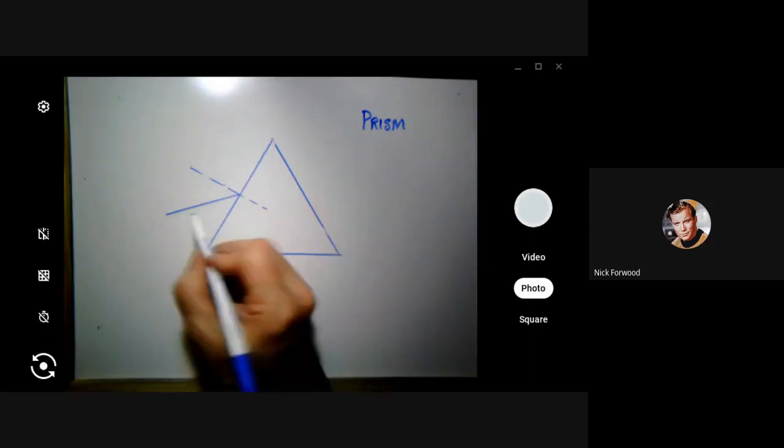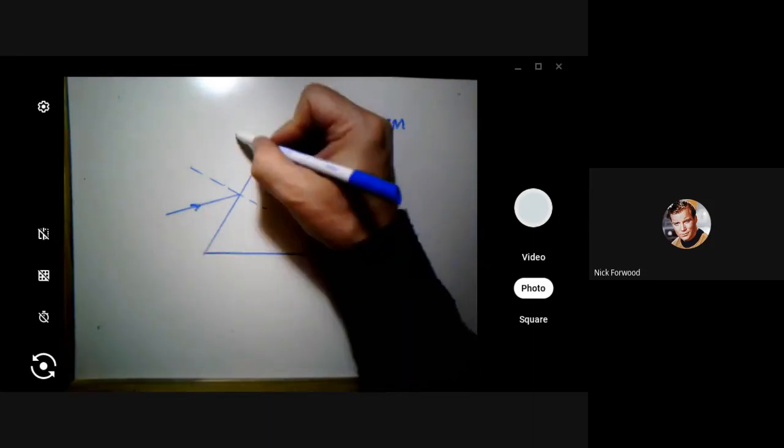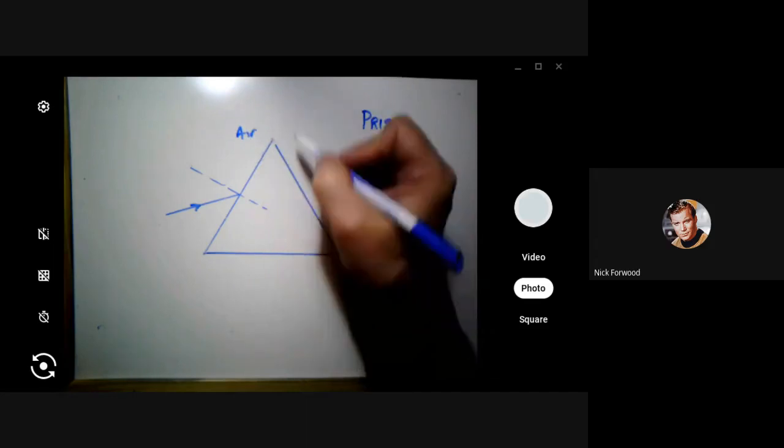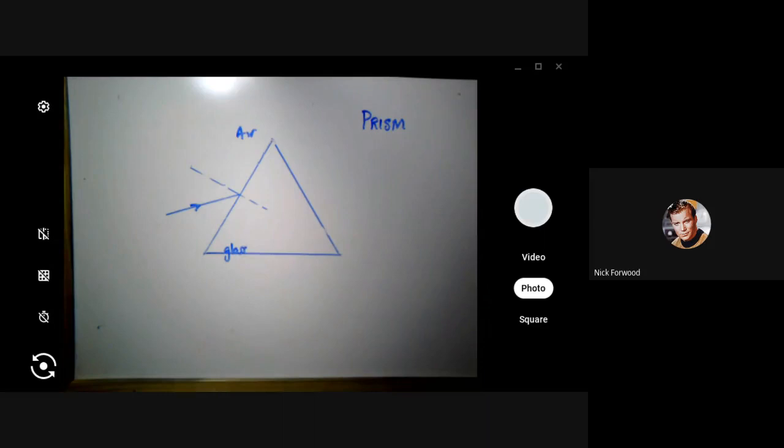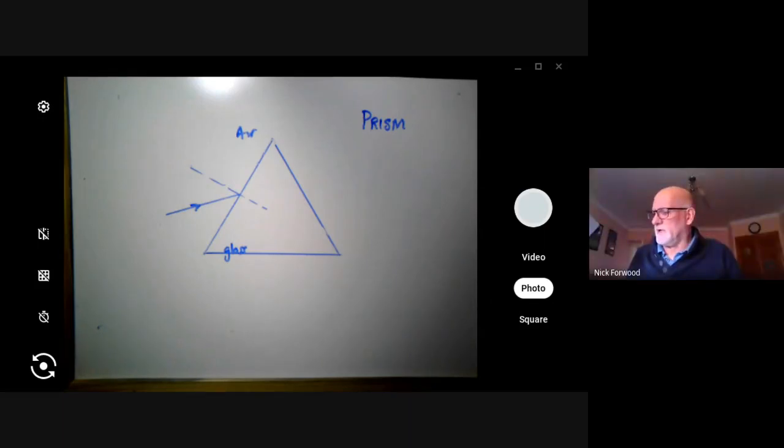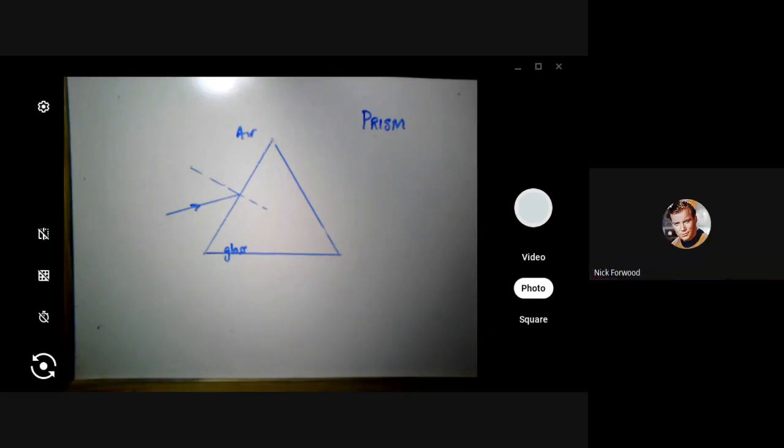Here's my beam of light. Air on the outside, glass on the inside. You should know this prism is an equilateral triangle where all the angles are the same, and you should know in maths that the angles inside a triangle add up to 180 degrees. So the angle here is 60, and that's 60, and that's 60. If you wanted to draw it really accurately, you could do so with a protractor.